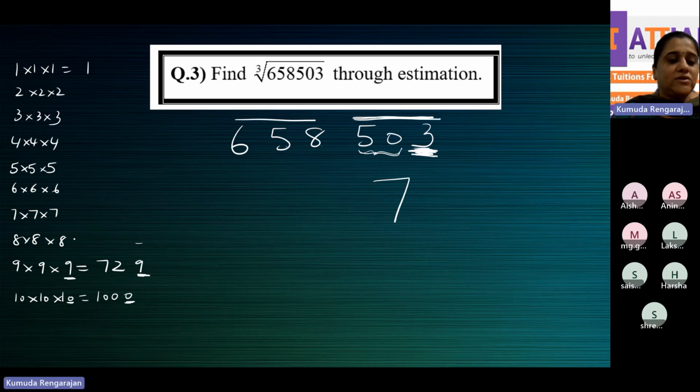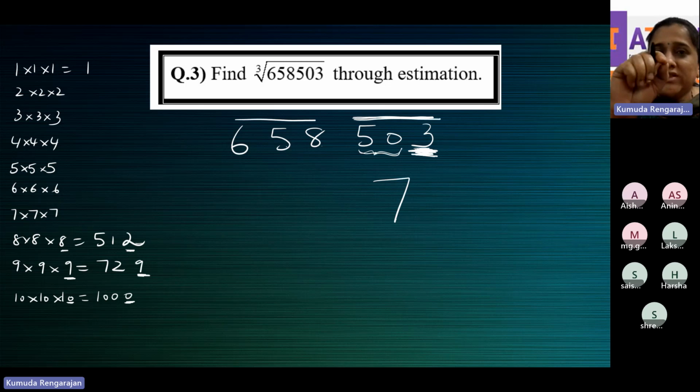Now 8 into 8 into 8 is 512. 512 is a perfect cube. 512 is a cube number which ends with the digit 2. Then what's the cube root of 512? 8. So if the cube number has 2 in its ones place, then its cube root will have 8 in its ones place, because 8 into 8 into 8 only can give you a 2 in the end.